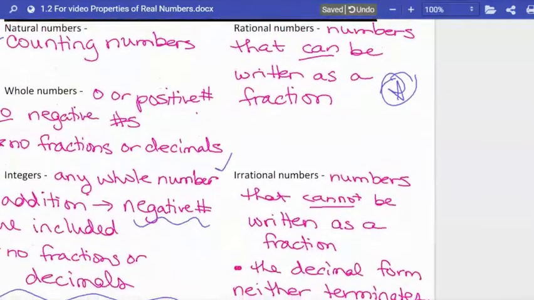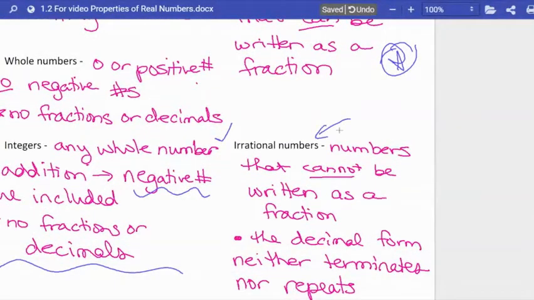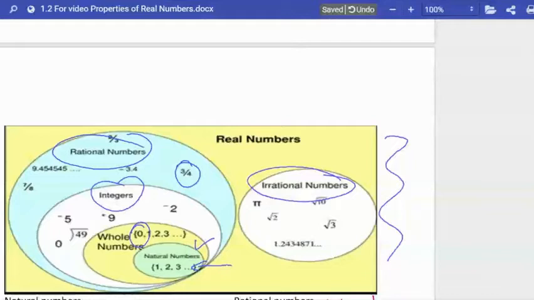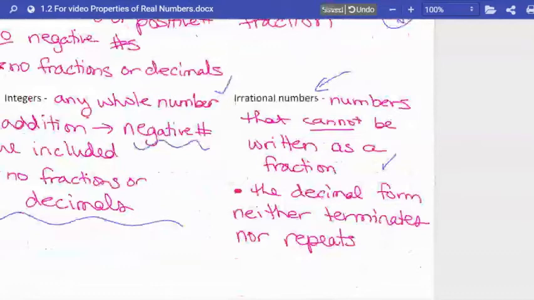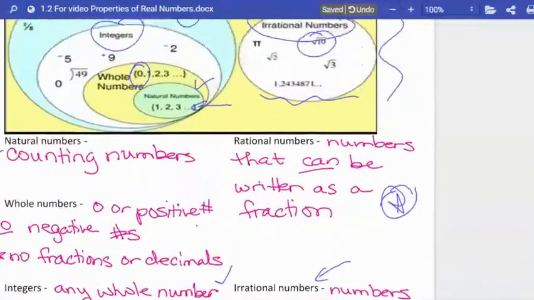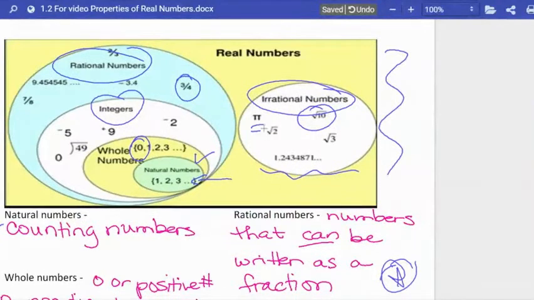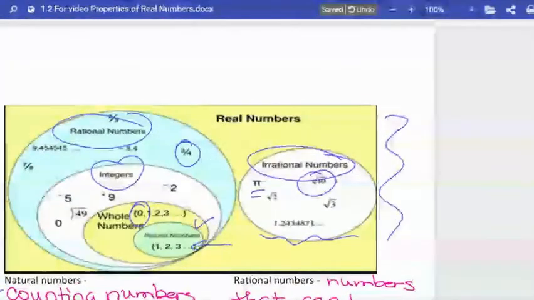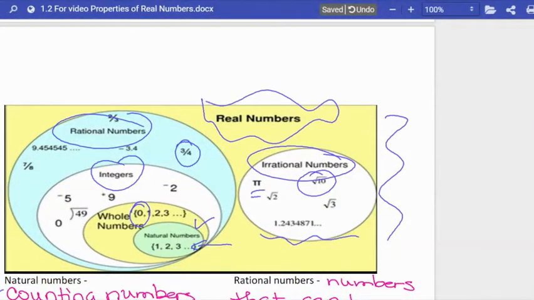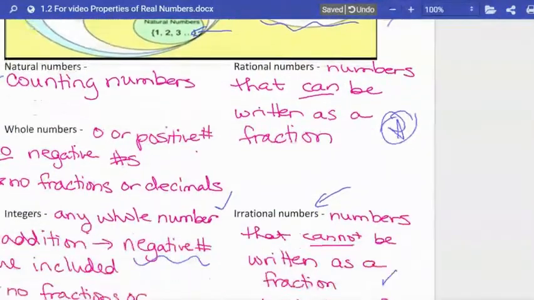Okay. Now, when we are looking at irrational numbers, what's the difference there? They're numbers that cannot be written as a fraction. The decimal form neither terminates nor repeats. So, for instance, the square root of 10, we cannot make that a fraction. It's just a decimal that keeps continuing. And again, like it says, they're not terminating, meaning they're not ending, and they're not repeating. Pi is another one that we see a lot. So they are irrational numbers. Now, all of these are considered real numbers. So if you get stuck, I would just say go back to this graphic and see if that can help you.